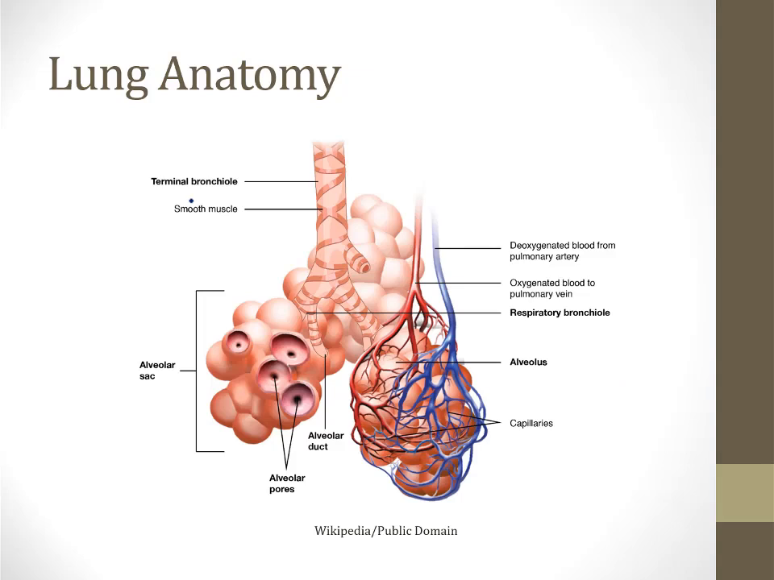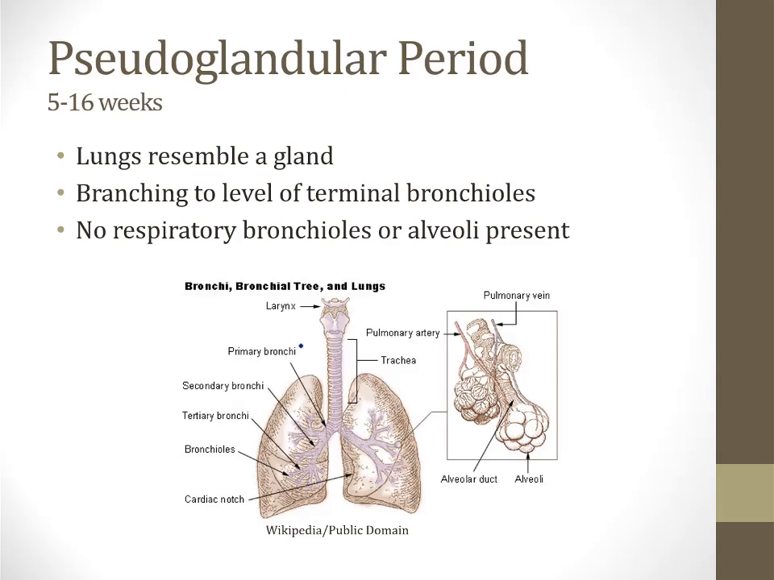And here's a zoomed in picture of a couple of alveoli. This is a terminal bronchiole, which delivers air to the respiratory bronchioles. The respiratory bronchioles are what directly supply the alveoli, and then you have alveolar sacs out here at the end of the respiratory bronchioles.